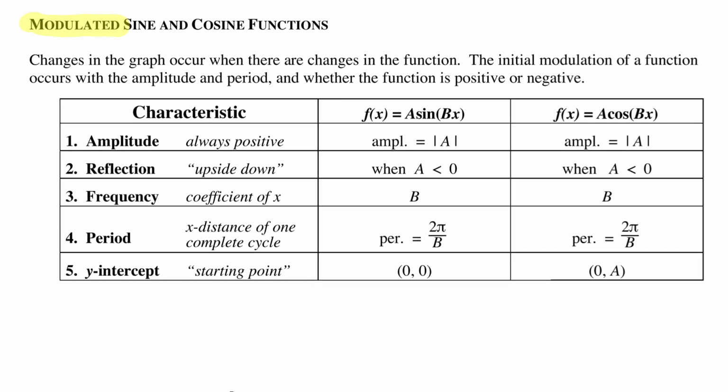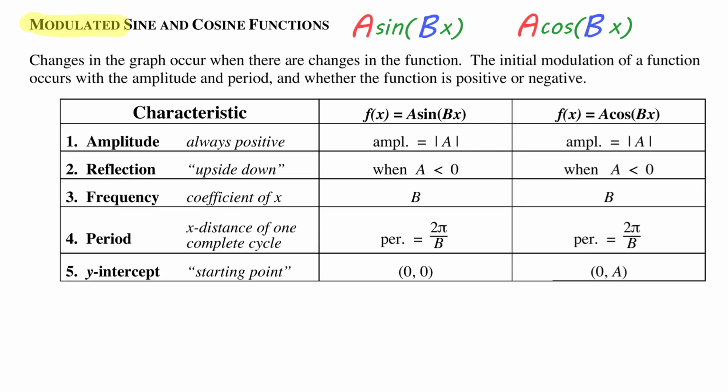Okay, now we get a chance to talk about modulated sine and cosine functions. Notice the a times the sine of bx. A represents the amplitude, and it is the coefficient of the whole function. And because amplitude is a distance, it's always positive. So a itself could be negative. We write the amplitude as the absolute value of a. However, if a is negative, then the graph is a reflection across the x-axis.